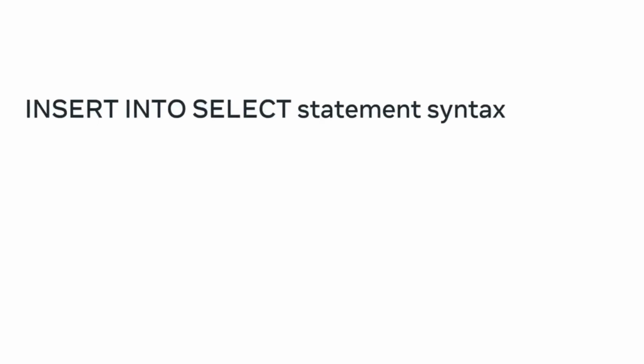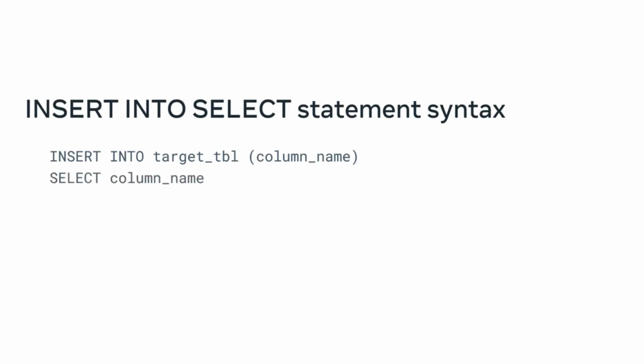Here's an example. First type an insert into clause, followed by the name of the target table and the name of the column you want to insert data into. Then type the select keyword with the name of the column you want to extract data from, and finally, type a from keyword and the name of the source table that holds that column or source data. To find out more about how this syntax works, let's explore an example of insert into select.